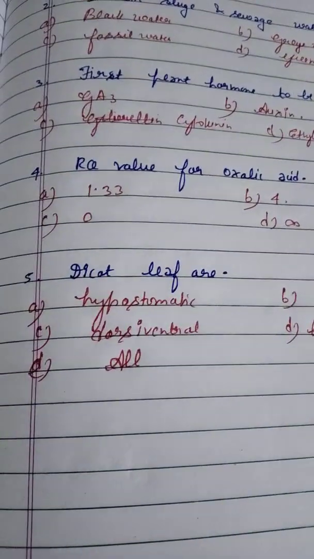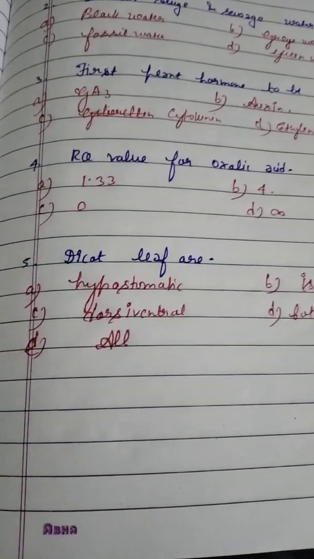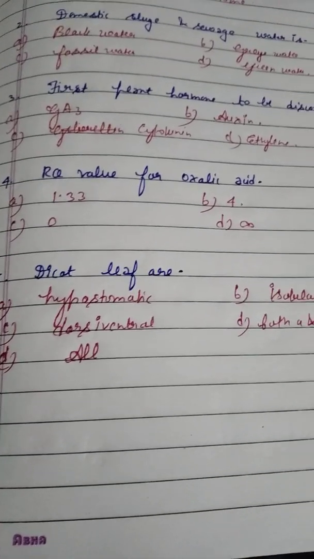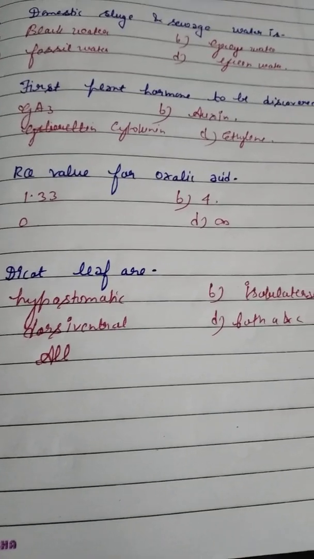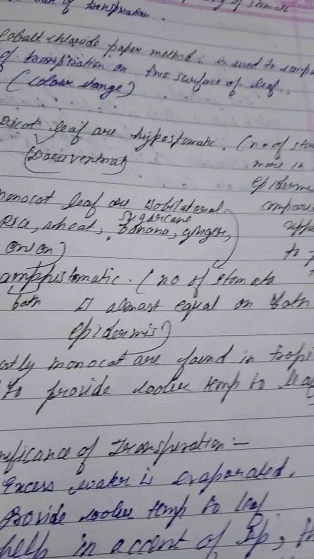Now student, last question of the day. Dicot leaf are option A hypostomatic, option B isobilateral, option C dorsiventral, option D A and C, option E all. So you have to tell what is the anatomy of dicot leaf, whether they are hypostomatic, isobilateral, dorsiventral. So student, please remember these terms.